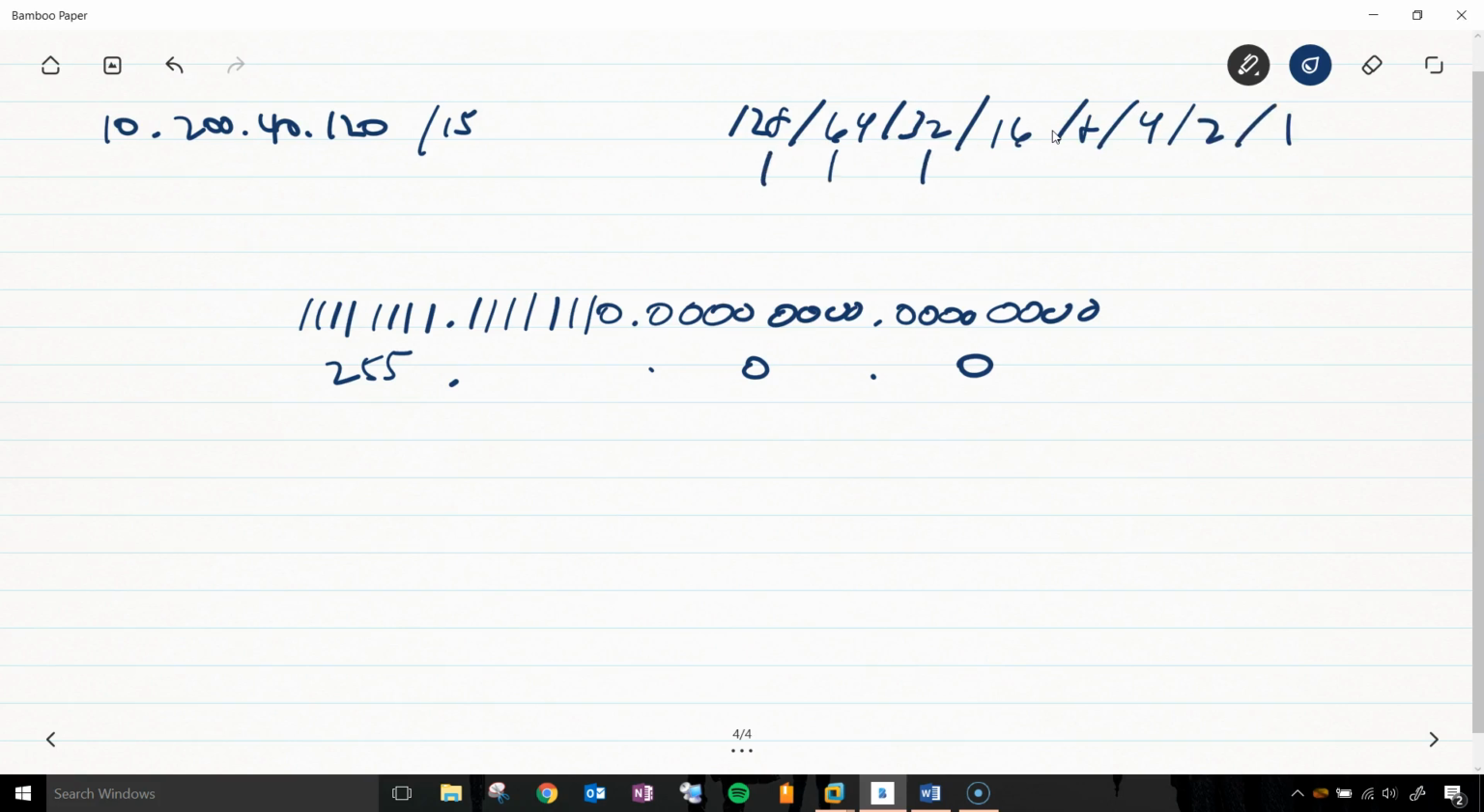One, 2, 3, 4, 5, 6, 7. Now, if they were all on, it would be 255. So we take one away. Must be 254. So the subnet mask is 255.254.0.0.